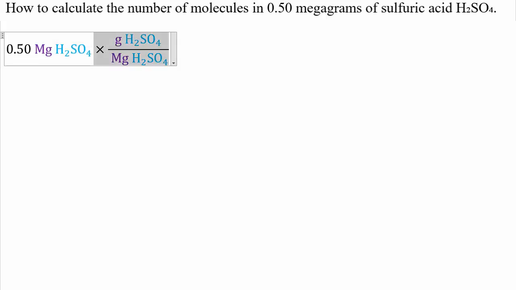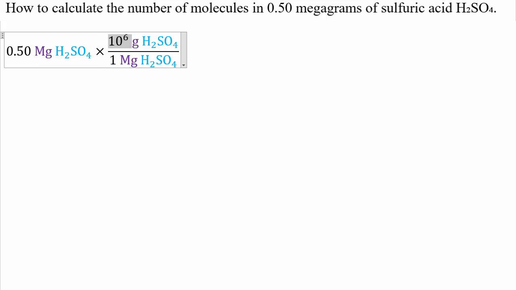Then, we multiply by the first conversion factor, which consists of placing megagrams of sulfuric acid in the denominator and grams of sulfuric acid in the numerator. Since a megagram is a larger unit, we establish that 1 megagram equals 10 to the power of 6 grams.